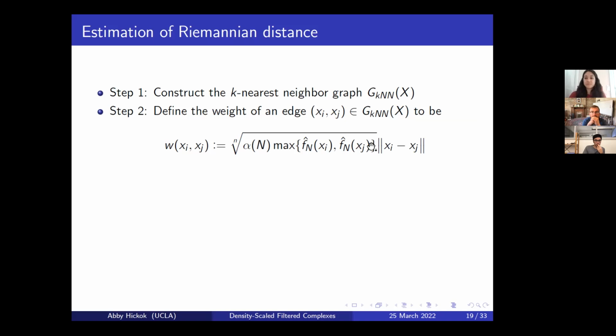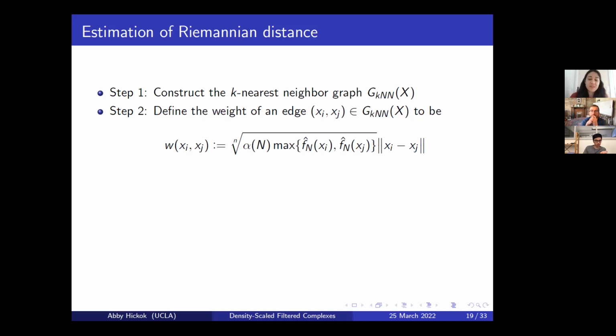It's the nth root, where n is the dimension of the manifold, times the scaling factor times the maximum of the estimated densities. So sorry, Abby, just a quick question. That k-nearest neighbor graph just says that 2 nodes are connected by an edge if they're each in the top k nearest neighbors of each other? Yes, for some choice of k that you have to choose. Thank you, it's just been a long time since I looked at Isomap.